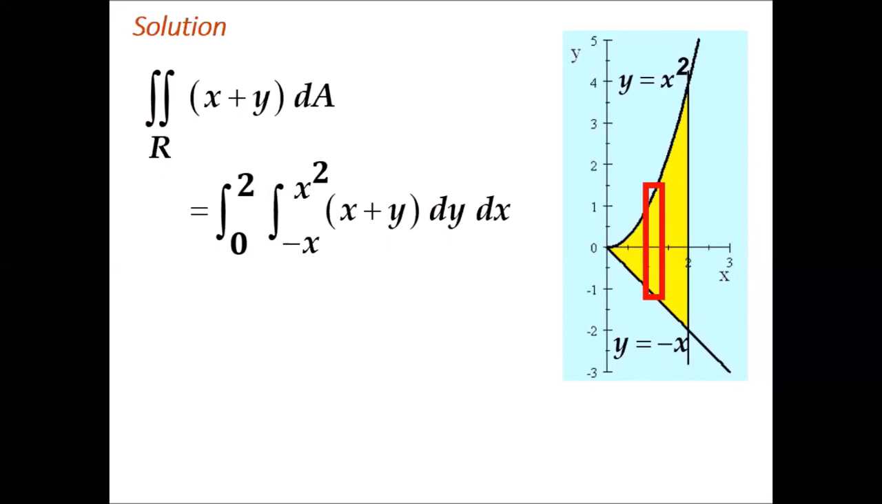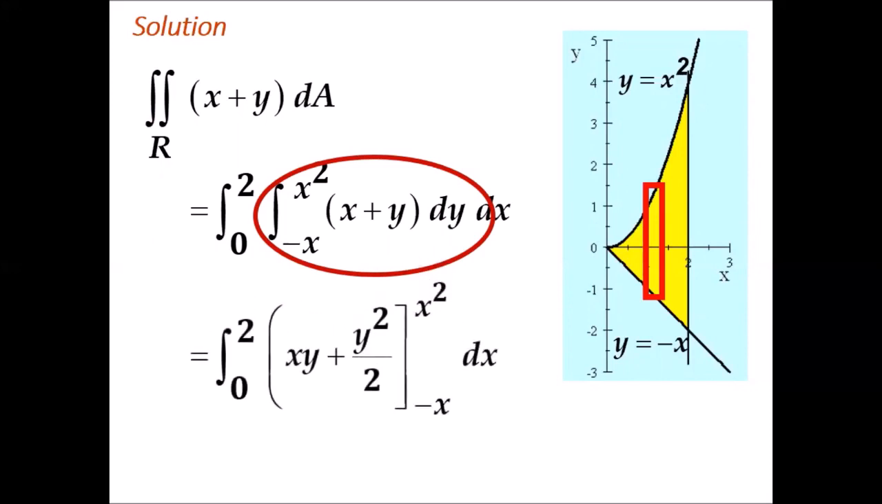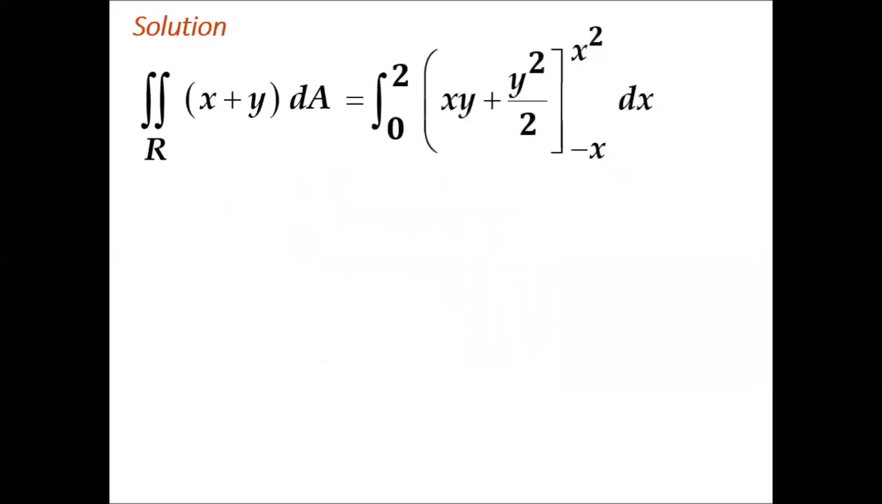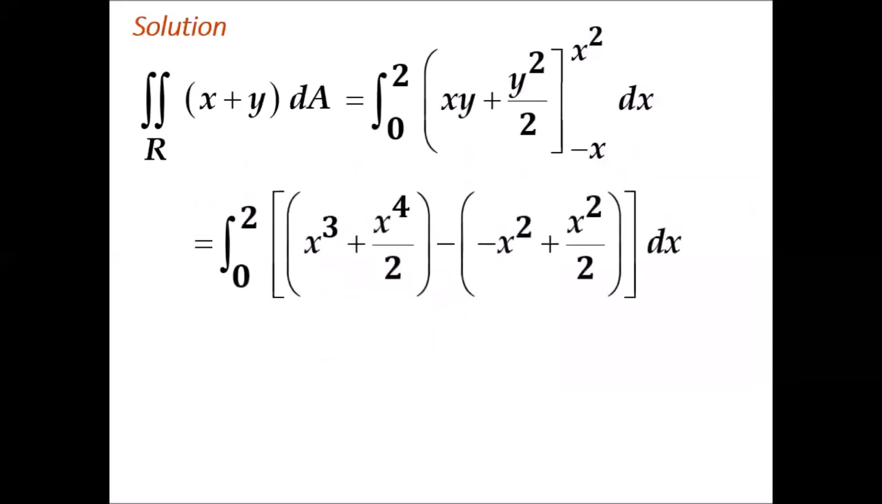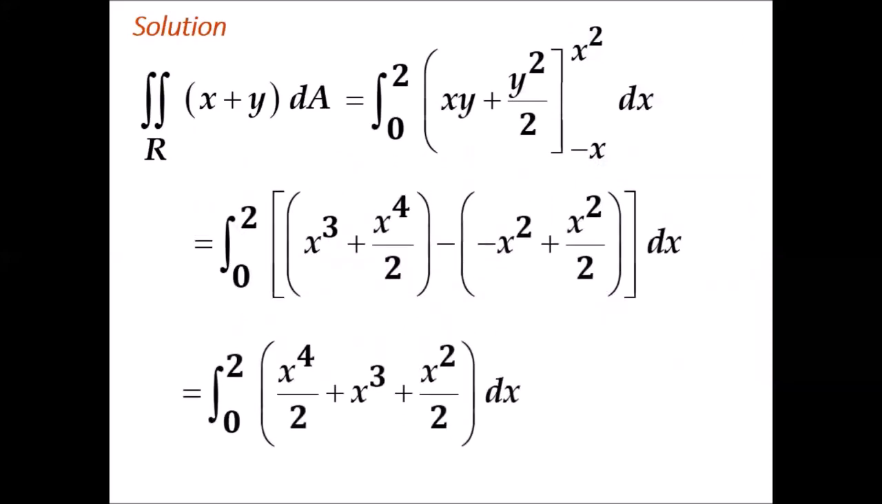Okay, let's try to evaluate this. Integrating the inner integral with respect to the variable y, we have this integral. Then evaluating the bounds negative x and x squared, and upon simplification, we have the following. The integral of x raised to 4 over 2 plus x cubed plus x squared over 2 dx evaluated from 0 to 2.